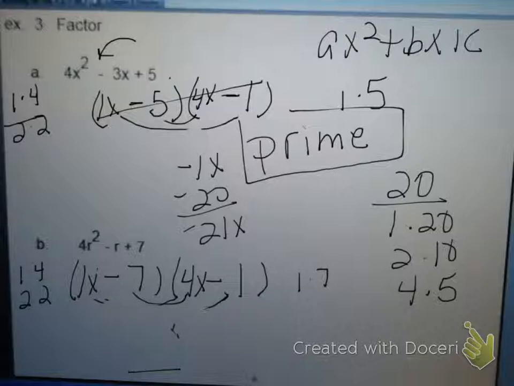I'm going to multiply my a and my c together, which 4 times 7 is 28. Now let's list all the factors of 28. Do I want to find factors of 28 that add or subtract to get the middle term? Because my signs are the same, I want to find factors that add. Are there any factors that add up to get negative 1? No, there is not. So it is prime.